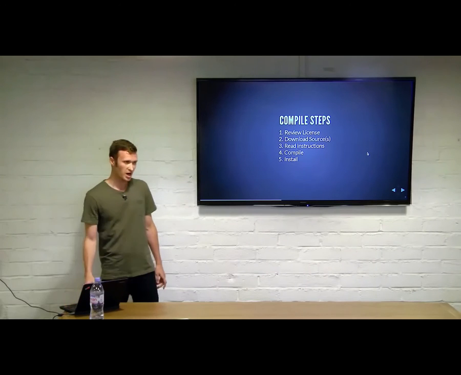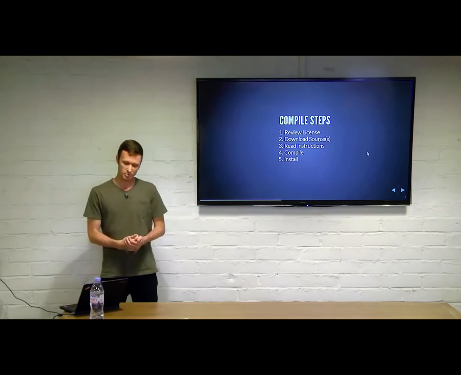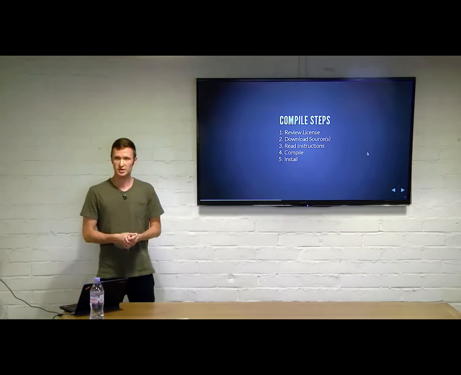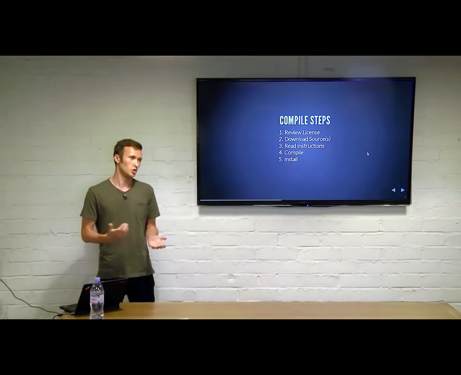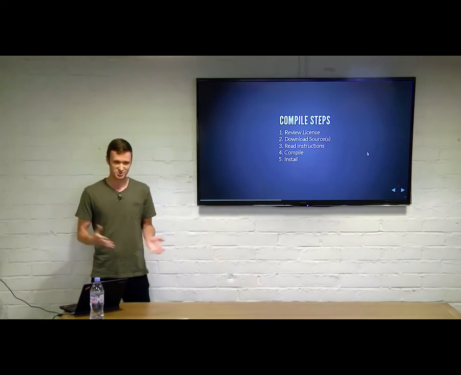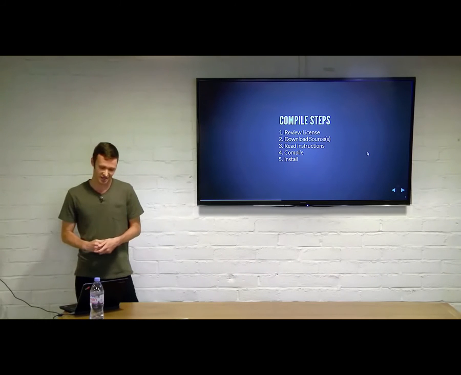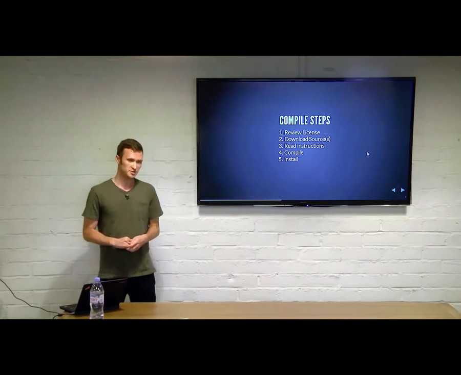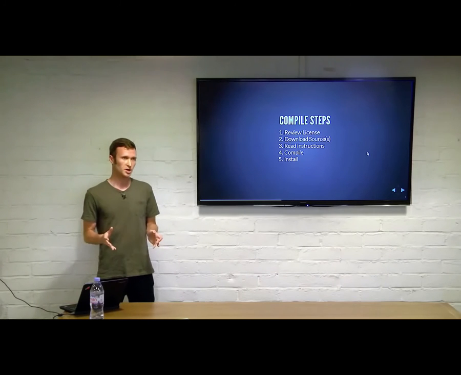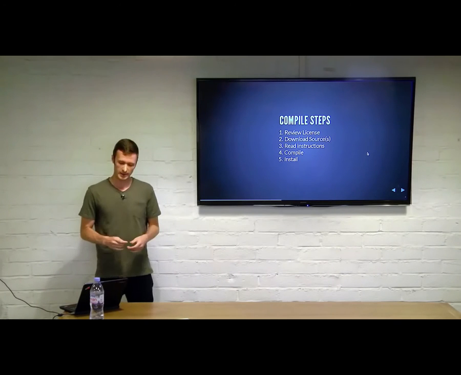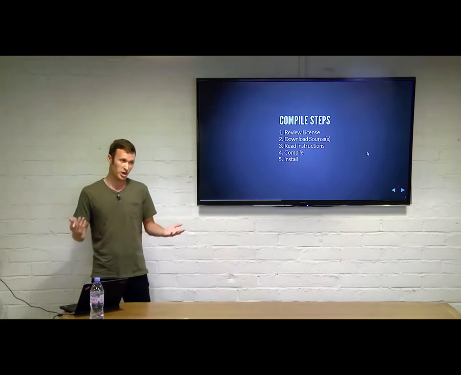So the steps to compile, basically, the first step is review the license. Of course. Some licenses are restrictive in what you can do, unless you're just a pirate and you just want to do whatever. Go for it. Step two is to download the sources. And usually the sources come with instructions of how to actually compile. And then compile and install.